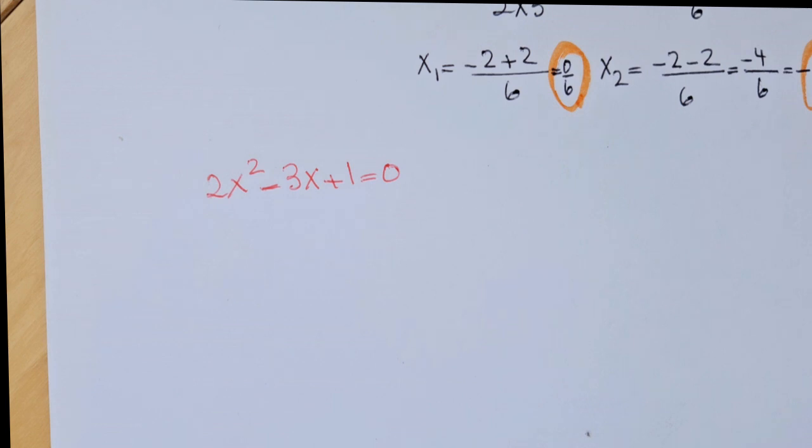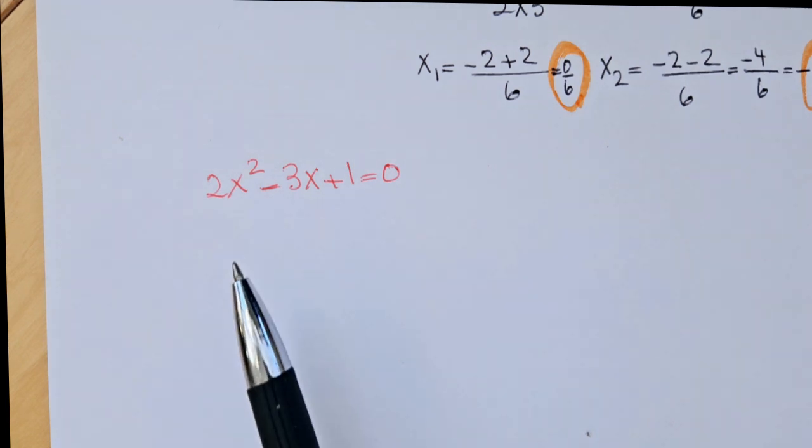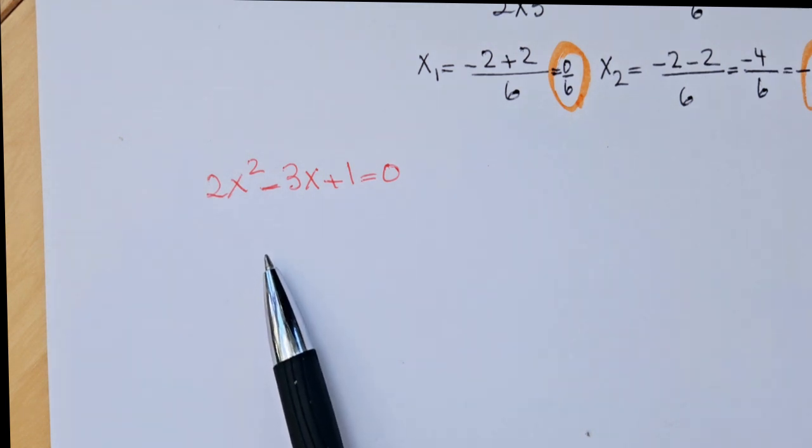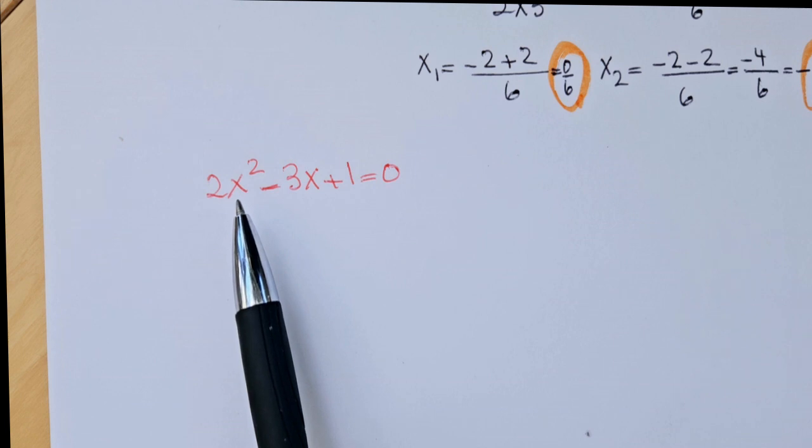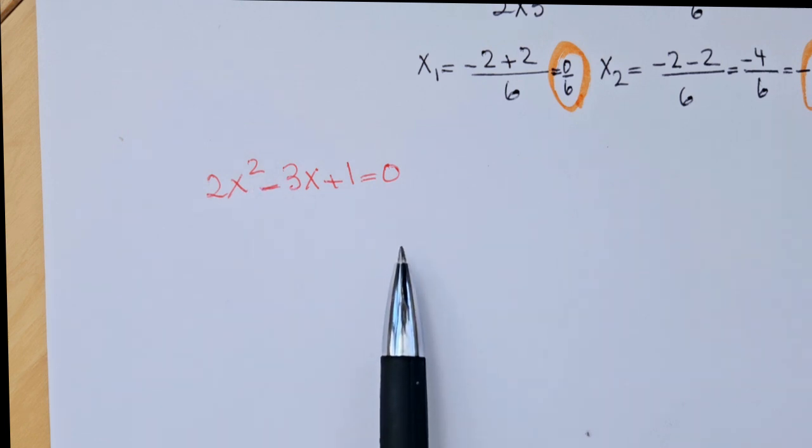In this question, we are supposed to find the roots of this equation: 2x squared minus 3x plus 1 equals 0. Because this doesn't sound like an easy factorization job, what I suggest you do here is to use the formula. First, make sure it is in order from the biggest power to the constant. So we have power 2, power 1, and then the constant.